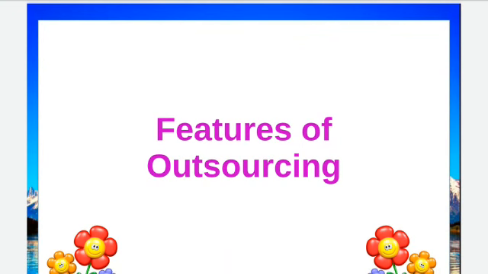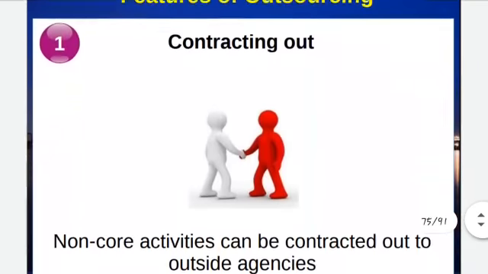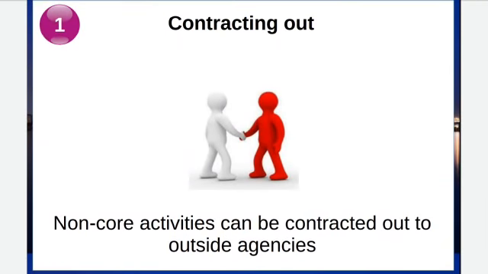So what can be the types of outsourcing? It is financial service, advertisement services, courier service, call centers. They are some of the examples. Got it? Then comes the features of outsourcing. The first thing is contracting out. As I already told, they are giving the non-core activities to other agencies. Got it?